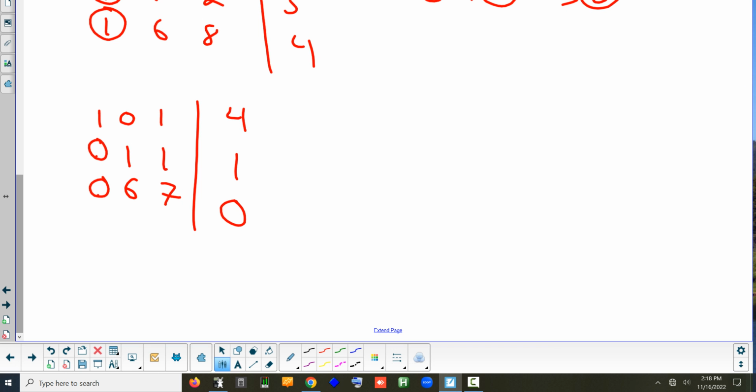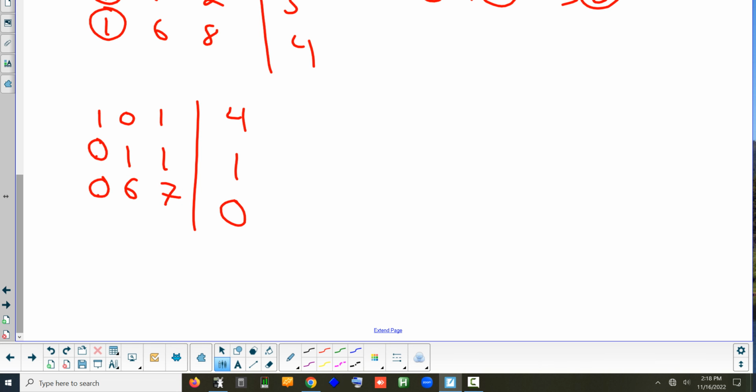In the last problem we did, this number was a 7. So we had to multiply by 1/7. This time, it's already a 1. So we don't have to do anything. Leave it. It's a 1. That's good. So now, what's the next thing we want to do? Get the 6 to the 0.